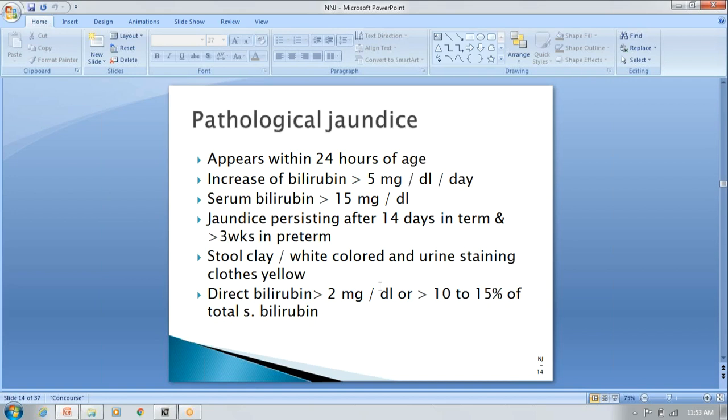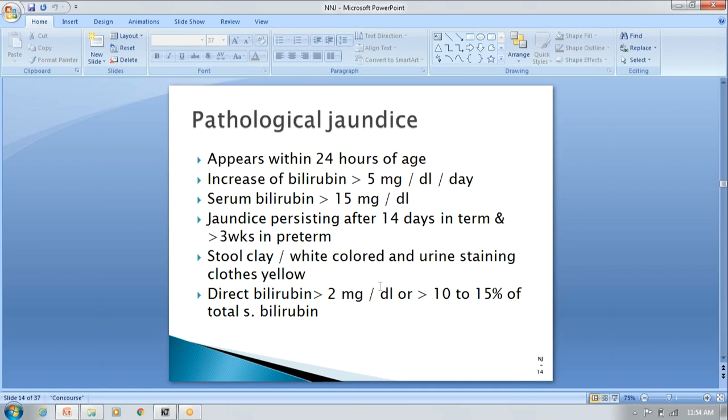Then what is the criteria for pathological jaundice? The jaundice appears within 24 hours, and the rate of rise of bilirubin is more than 5 milligrams per day. That is the most important. And every 1 hour you have to examine the baby to see whether the baby is going into kernicterus or not. That is the most important assessment of clinical jaundice.